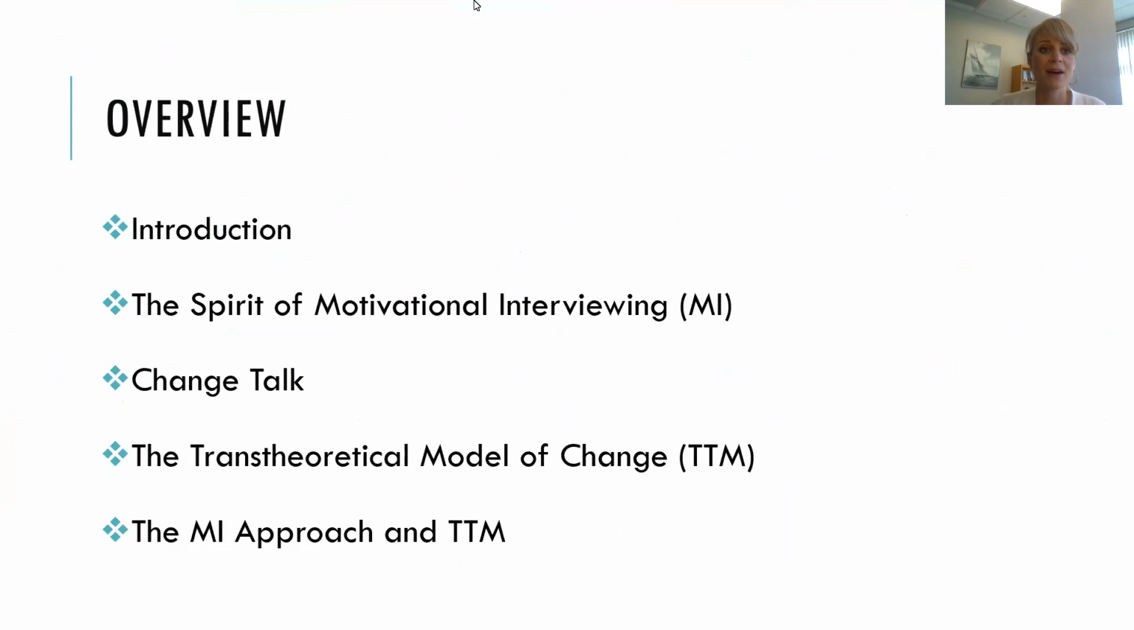So here we have an overview of today's presentation. I'll start by discussing why these two topics are so important. Then we'll talk a little bit about the spirit of motivational interviewing, what it entails, and then change talk, which is really a central element of motivational interviewing. Then I'll introduce you to the transtheoretical model of change, or the TTM, and then we'll talk about how the MI approach and the TTM fit together.